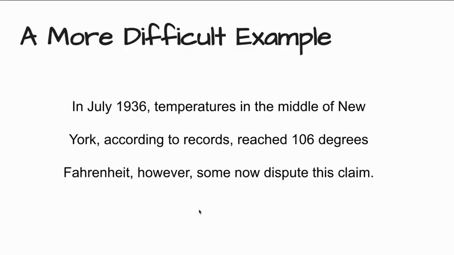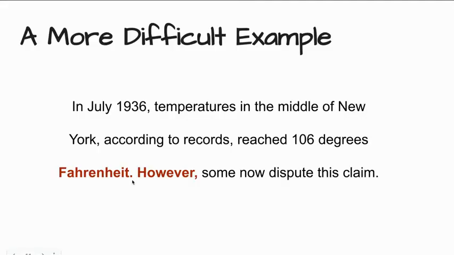So here's a more difficult example. In July 1936, temperatures in the middle of New York, according to records, reached 106 degrees Fahrenheit. However, some now dispute this claim. Notice that when I read that out loud, my full stop was right here, okay? If I were to try to read that sentence with the comma in there, I would probably be confused because the word however is a word that goes either at the end of a sentence or at the beginning of the sentence. It is never used in the middle of a sentence.